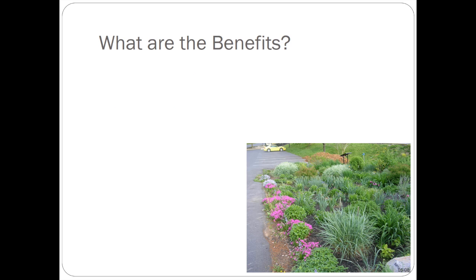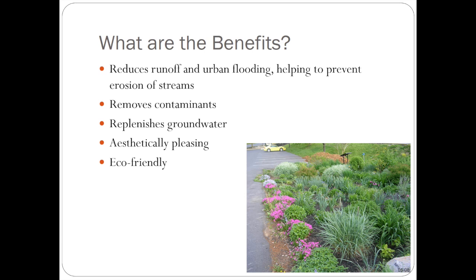What do you think might be some benefits of rain gardens? Because of the longer retention times, not only is the potential for urban flooding reduced, but stream erosion is also prevented. We already know that the primary purpose of rain gardens is to remove contaminants, but they also replenish groundwater while being aesthetically pleasing and eco-friendly. Rain gardens are typically filled with native plants that will attract birds, butterflies, and other pollinating insects.